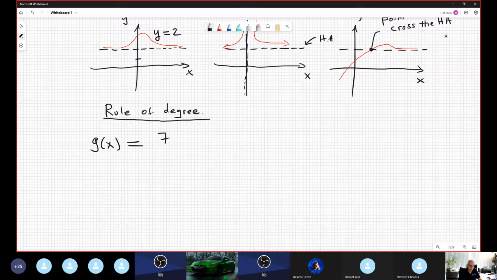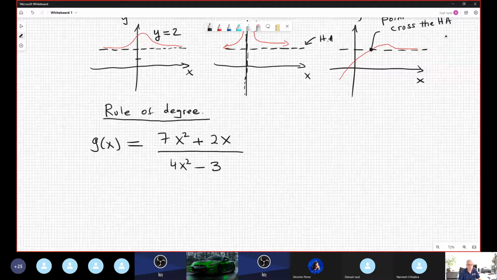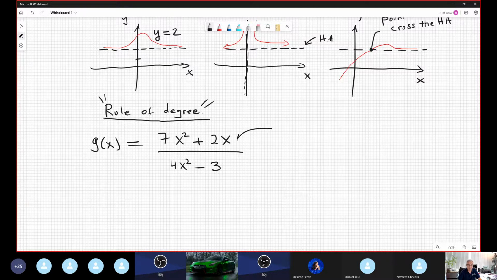Suppose f(x) equals 7x squared plus 2x divided by 4x squared minus 3. What is the rule of the degree? If the degree of the polynomial in the top, in this example, is equal to the degree of the polynomial in the bottom, in this case also 2. Remember, degree is the highest exponent, this guy, 2, 2.